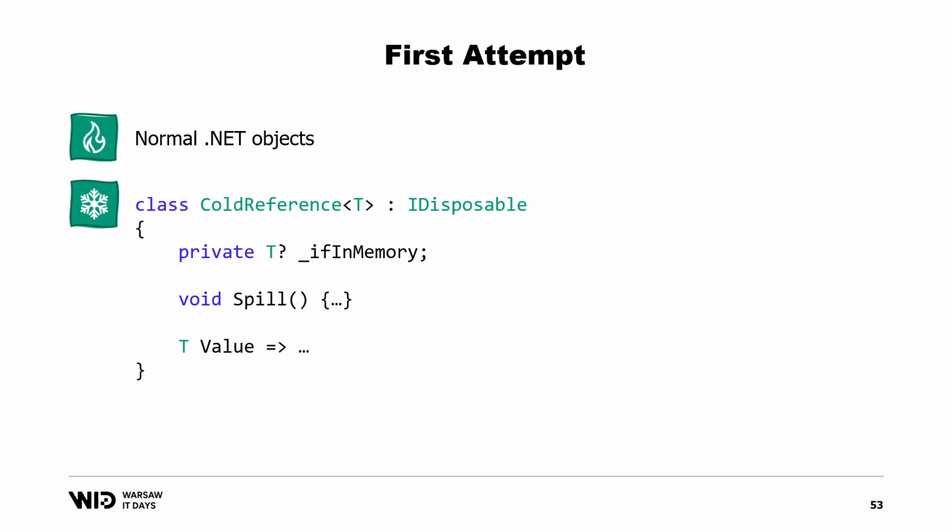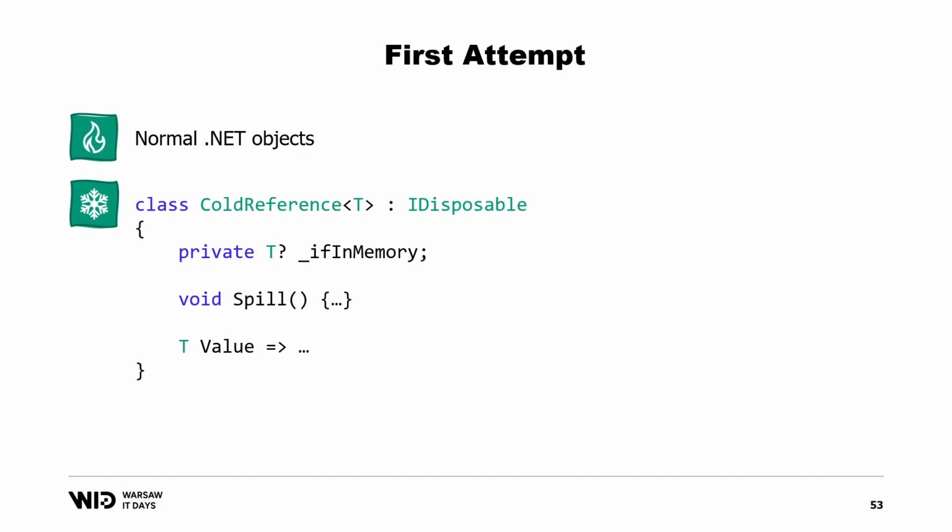So how can we make this work in .NET? Since I call this the first attempt, you can guess that it will not work, so try and find out in advance what the problem will be. For the hot section, I will use normal .NET objects, and the program will look like a normal .NET program. For the cold section, I will use this cold reference class.